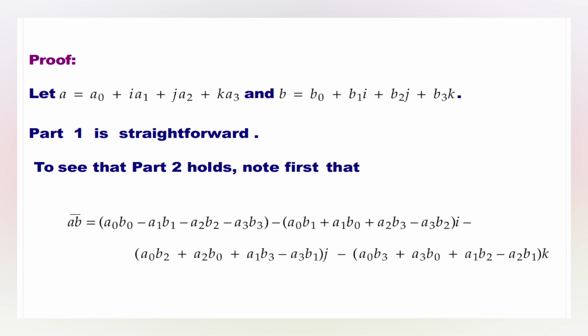Part 1 is straightforward. To see that part 2 holds, note first that AB bar is equal to A0 B0 minus A1 B1 minus A2 B2 minus A3 B3 minus A0 B1 plus A1 B0 plus A2 B3 minus A3 B2 into i. Next we write the terms of j: minus A0 B2 plus A2 B0 plus A1 B3 minus A3 B1 into j. We will write the terms of k now: minus A0 B3 plus A3 B0 plus A1 B2 minus A2 B1 into k.